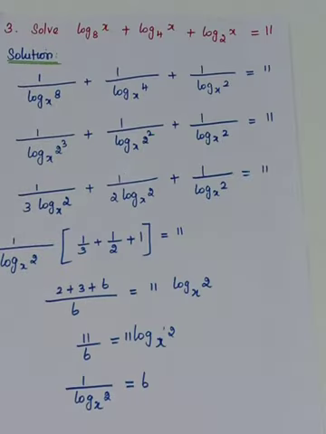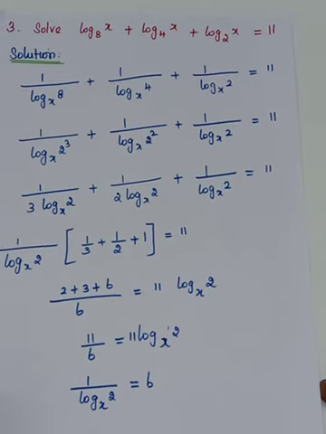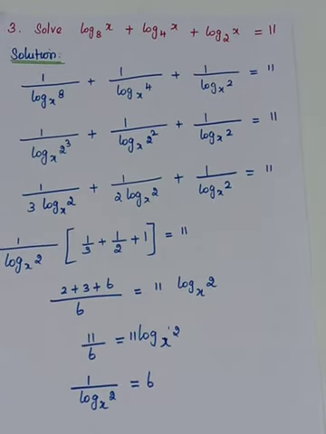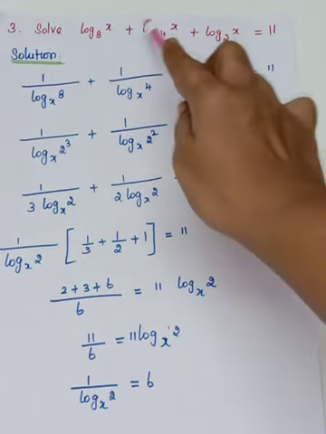Come to the third problem. Solve log x to the base 8 plus log x to the base 4 plus log x to the base 2 is equal to 11. This equation is given and you have to solve it. That means you are going to find the value of x. Now log x is there, but the bases are different.